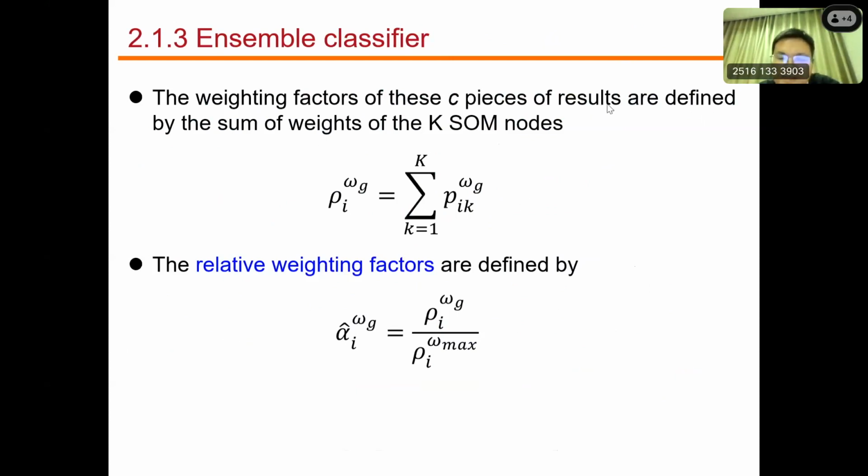And the weighting factors of the C pieces of classification are defined by the sum of the K SOM nodes. It means for each class we select K nodes. If the object is close to this class, the corresponding class result will be considered with a bigger weight. If it is far from another class, the result about this class will be considered with a smaller weight. Finally, we get the relative weighting factors, and the class result closest to the object will have weight equal to 1, and the others smaller than 1.